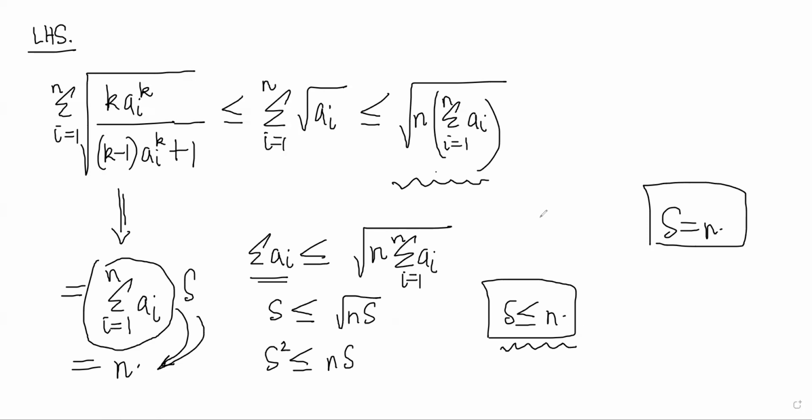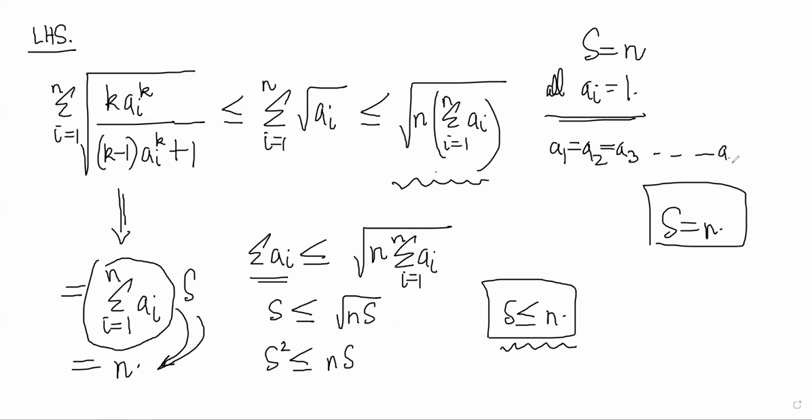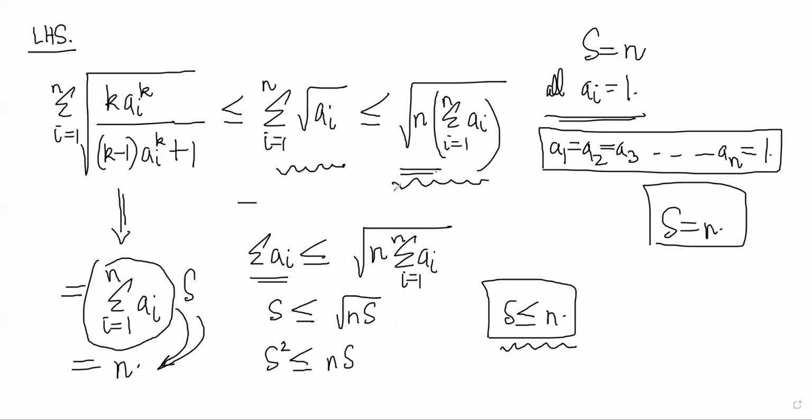The only way in which this will happen is if S is equal to n actually and all the a_i's are 1. All a_i's are 1. So basically a1 is equal to a2 is equal to a3 till an is 1. If all the a_i's are 1, the AM-GM inequality will also give the equality case and Cauchy's inequality will also be equal. So this is the solution for this problem.